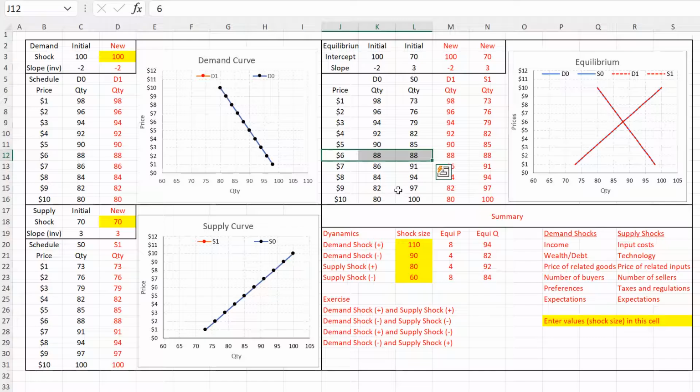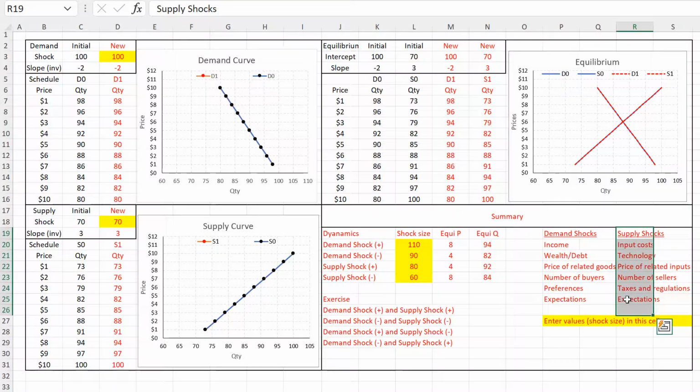Right, now let's take different reasons why this equilibrium price will change. Here are several reasons why the demand can change, and here are the several reasons why the supply can change. These reasons are going to shift the demand curve, and these are the reasons which are going to shift the supply curve. So let's take an example.